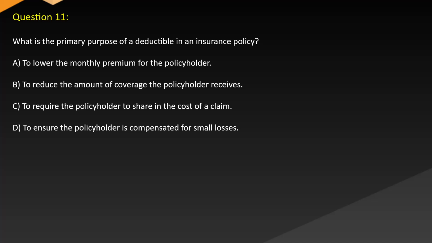Question 11. What is the primary purpose of a deductible in an insurance policy? A. To lower the monthly premium for the policyholder. B. To reduce the amount of coverage the policyholder receives. C. To require the policyholder to share in the cost of a claim. D. To ensure the policyholder is compensated for small losses.